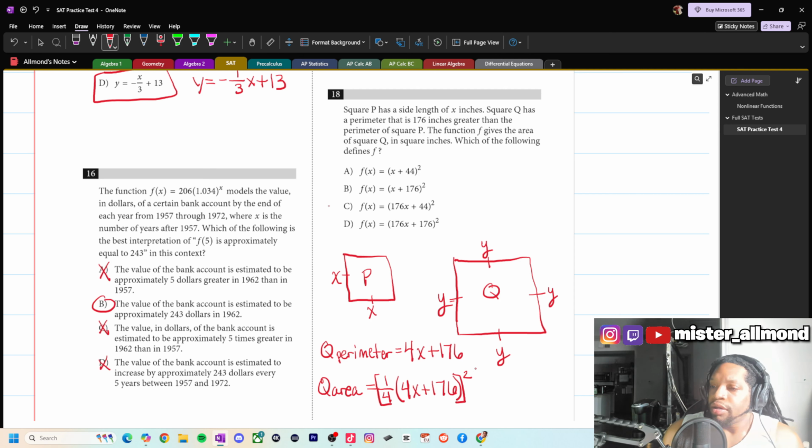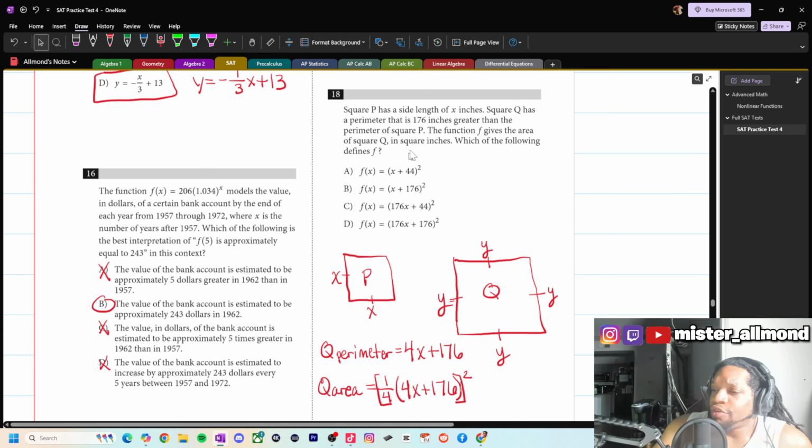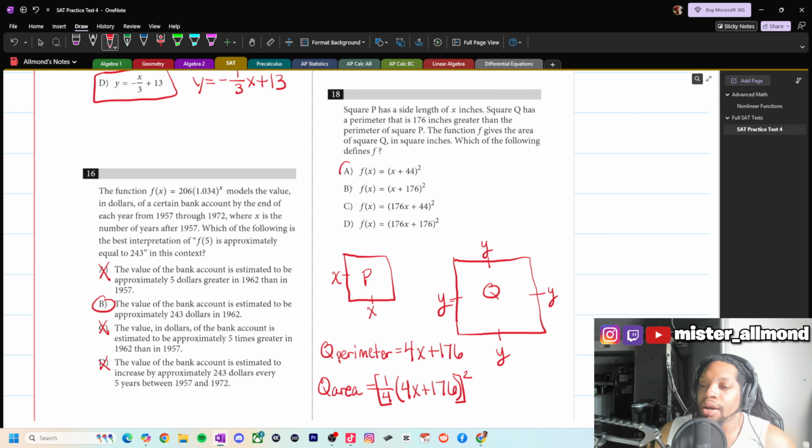So if I'm taking 4x and I'm taking 1/4 of that, then that'll give me x. So it's either A or B. And then I've got to take 176 and take 1/4 of that as well. So it couldn't be B. So I'm going to go with A. That's not a bad question right there.